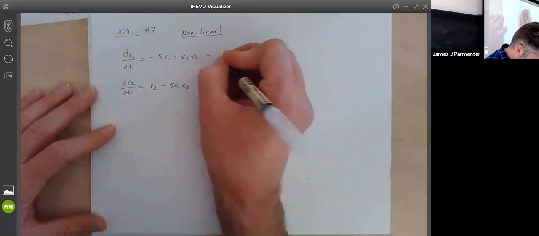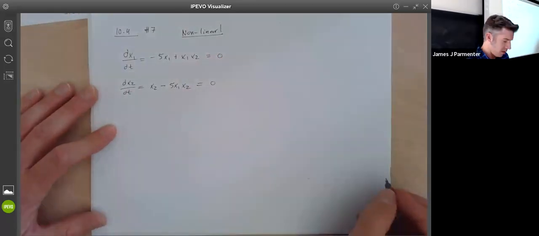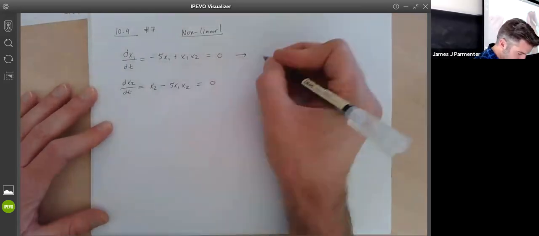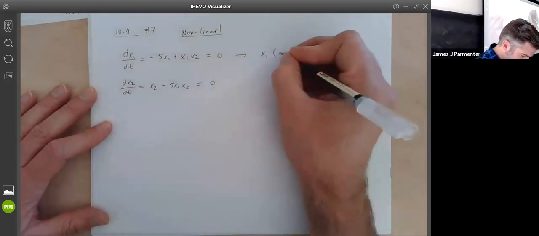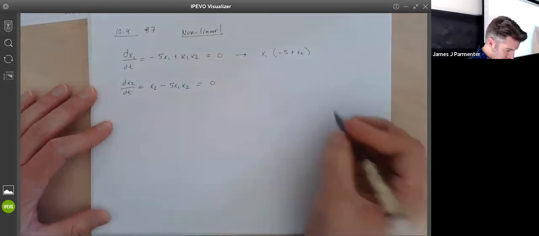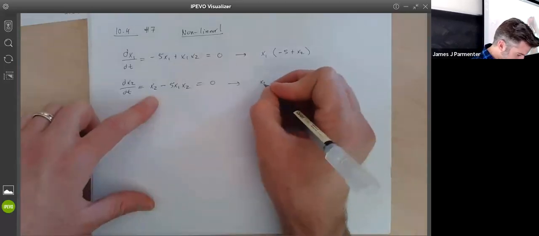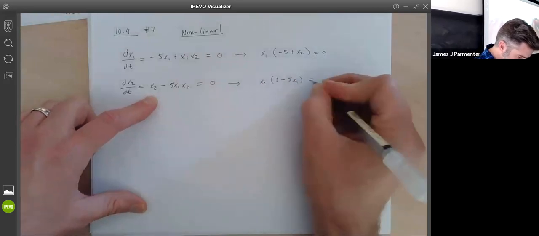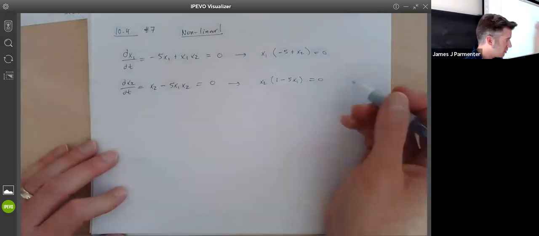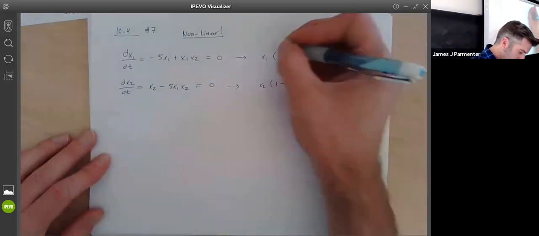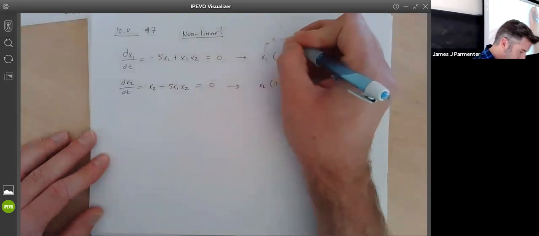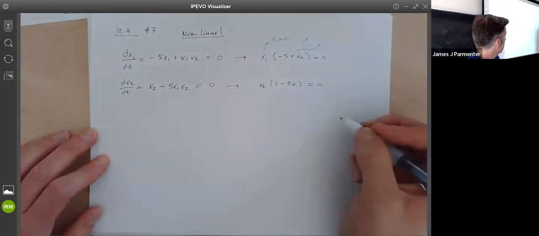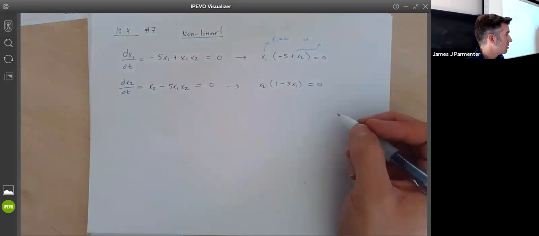So we want to find the equilibria by setting those equal to 0. And setting them equal to 0, I'm going to do some factoring. I'm going to factor out an x1 here. So x1 times -5 plus x2. And here I'm going to factor out an x2. I'm going to be left with a 1 minus 5x1, both equal to 0. Okay, so in this first equation, what's one way this first equation could be 0? Well, x1 could equal 0. Or what else? What could x2 be? Yeah.